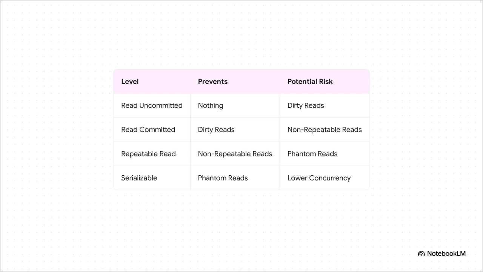Weird, right? Repeatable read solves that, but now you risk phantom reads, where new rows just magically appear in your results. Finally, at the top, you have serializable. It's the strictest of all, preventing all these issues by making transactions act like they're running one at a time. It's the safest, but yeah, it's often the slowest.